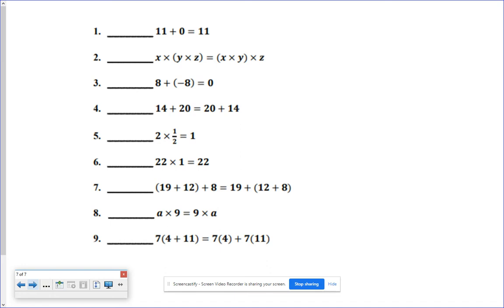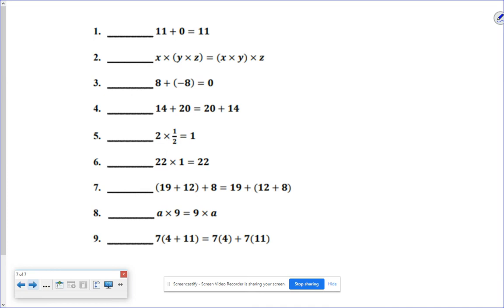So I have 9 examples up here, and our job is to identify what property is being used. Now, some of these might be none, and that's okay. I want you to be specific on whether we're using the addition or multiplication part of the property. And I'm going to abbreviate as we go. If you want to take a minute and try these 9 and then check my work as I go, or pause it before I move on to the next one, it's up to you.